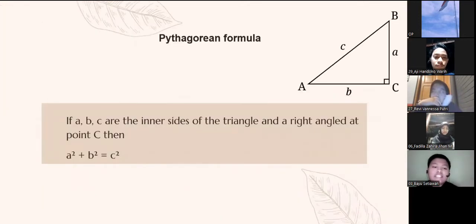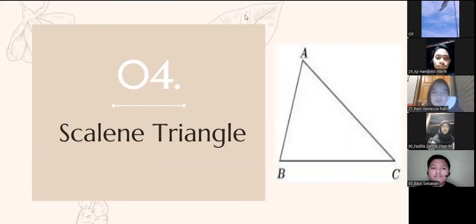The Pythagorean formula is: if a, b, c are the sides of the triangle and there is a right angle at point C, then a squared plus b squared equals c squared. Okay, number four is scalene triangle, which will be explained by Revi. Okay, thanks, Jihan. Number four, scalene triangle.